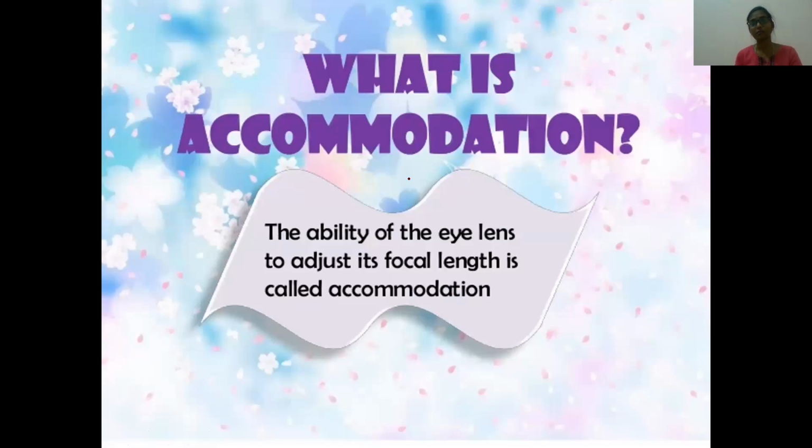What is the power of accommodation? It means the ability of the eye lens to adjust its focal length. To see a near object, the focal length is small, and to see a far object, the focal length is large. That depends on the lens thickness. If the thickness is less, the lens is thinner and the focal length is more. When the thickness is more, the focal length is less. So we can see nearby objects and far objects clearly, as the ciliary muscle adjusts the lens. That is what we call the power of accommodation.